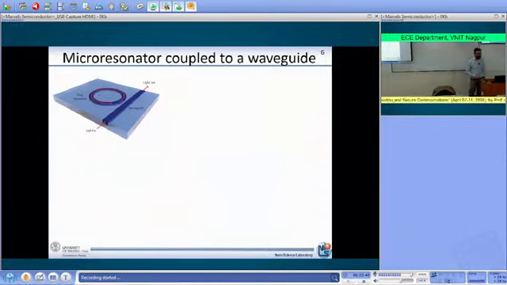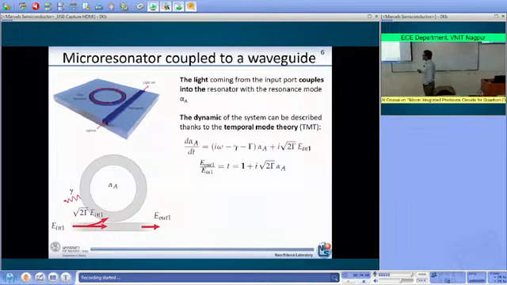So, let us now try to be more quantitative. What I'm doing now is writing down the equation that describes how the optical field inside the waveguide evolves with time. This is a few mathematical equations. This is the equation that describes the temporal evolution of the field inside the microring resonator. This kind of formalism is called the temporal mode theory. You should be able to understand what we are writing here, okay?